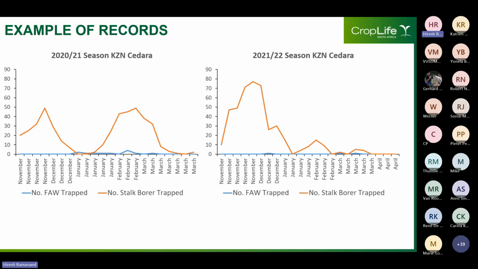In this regard, one cannot overlook indigenous and cosmopolitan lepidopteran pests, in particular the African maize stalk borer, which is likely to be dominant in the Sadara region. Now let's quickly look at the trapping data from a farm in Richterfontein, which falls under central KZN.